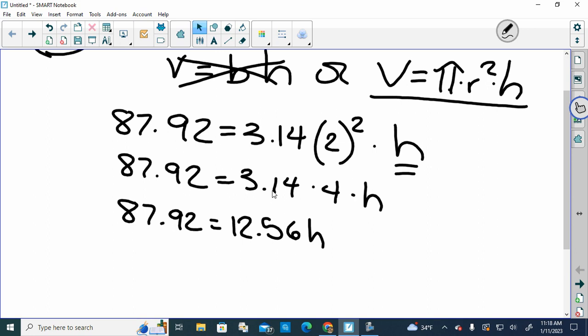Divide, because it's times right now, right? So we do the opposite, we go to the other side. Okay, so I'm going to go 12.56, and what do I do to one side to get rid of it? I've got to do to the other side.